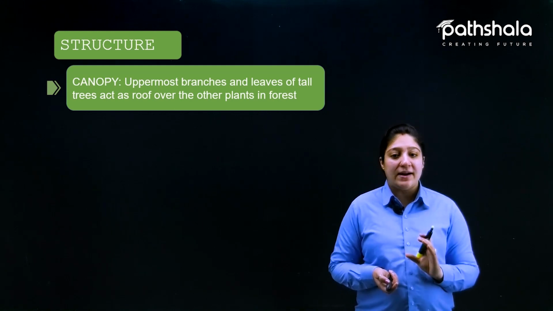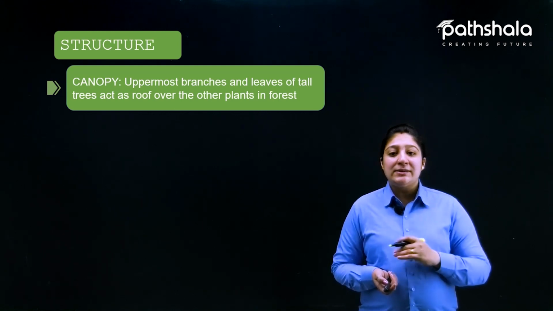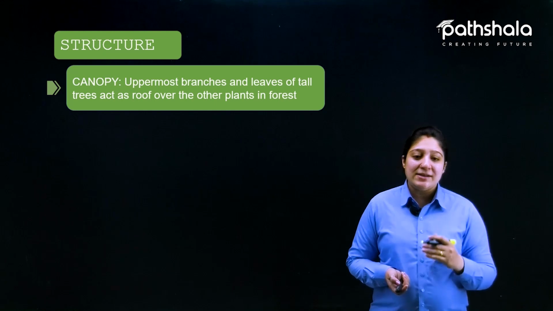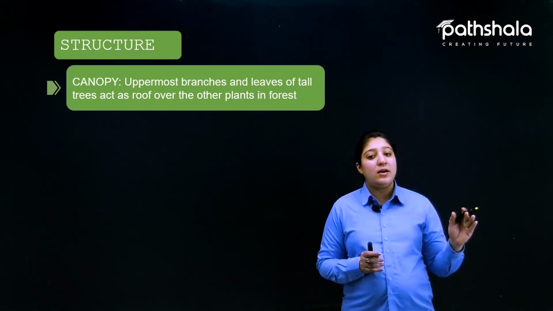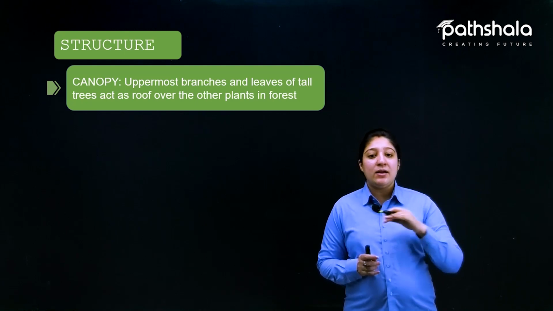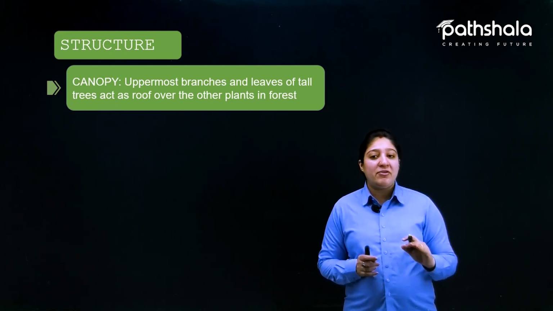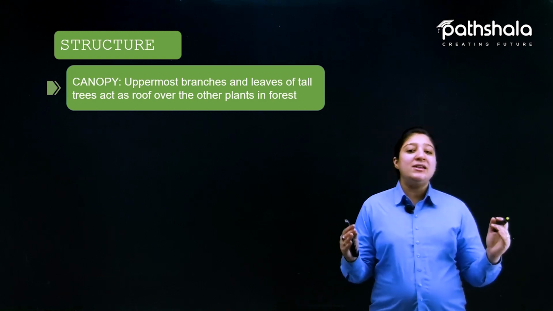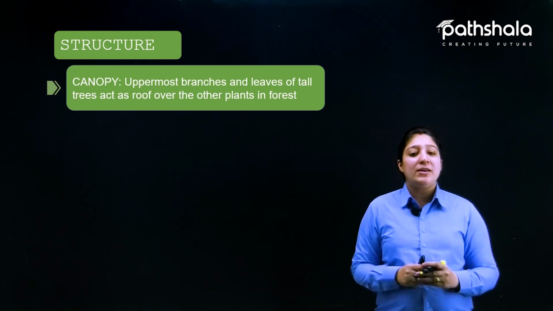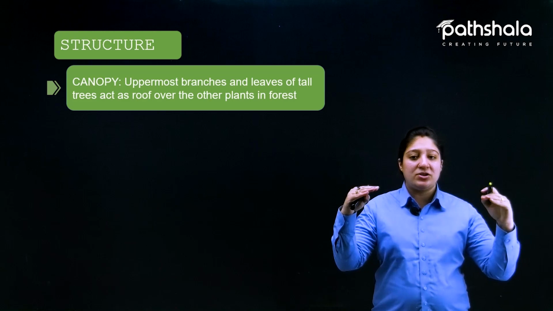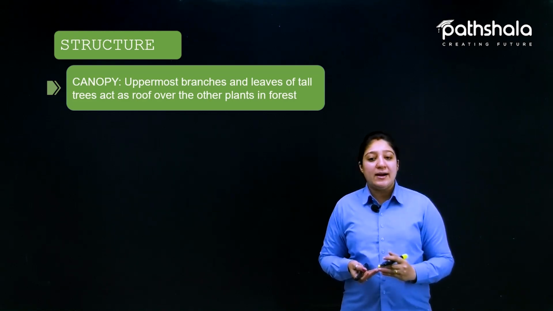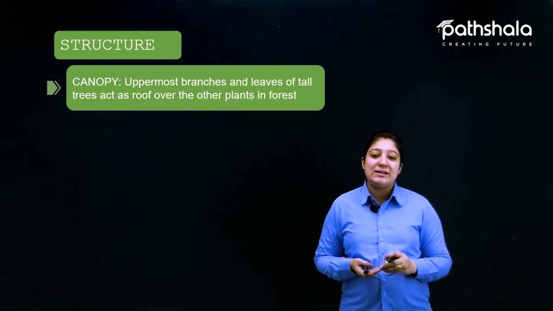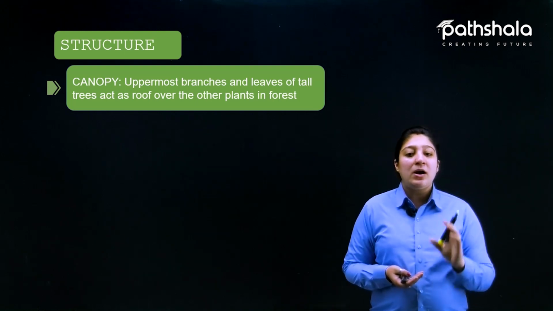What is canopy exactly? Canopy is the uppermost branches. In a forest, there are some trees that grow taller than the other trees. They are larger than the other trees, and their branches, when they go on the top, form a roof-like structure. Now if someone is standing near the land and looking upward towards the sky, the sky won't be visible to them.